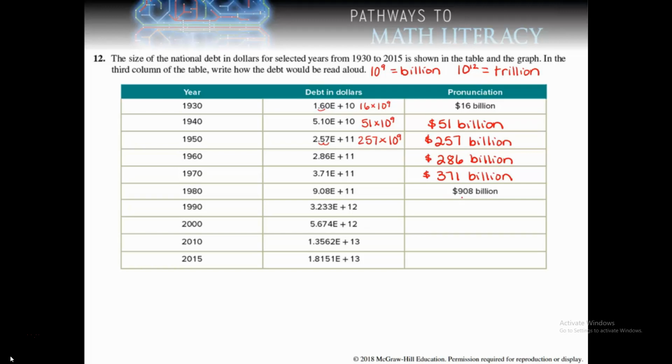Then in 1990, the exponent is a 12. So that is 3.233 times 10 to the 12th. That's already in trillions. So it'd be $3.233 trillion. Which means in 2000 it would be $5.674 trillion. In 2010, the exponent increases to 13, so we would need to move the decimal point one to the right, which makes it 13.562 times 10 to the 12th, or $13.562 trillion. And then similarly, 2015 would be $18.151 trillion.